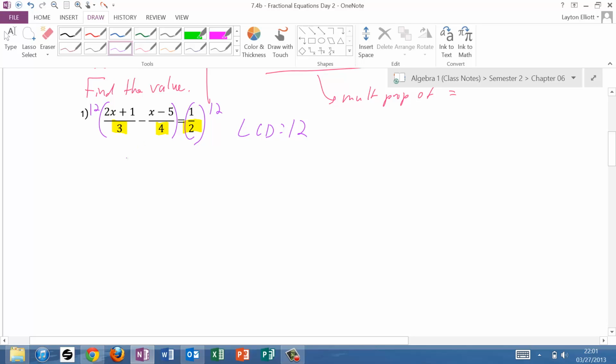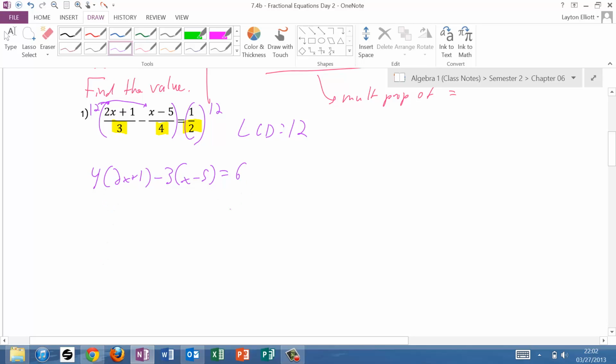This is very similar to what we did before, except that now we don't actually have to put it all over the LCD. When I multiply this by 12, the 12 and the 3 cancel to give me 4 times 2x plus 1. Still have the minus. Then when I multiply the 12 over here, the 4 and the 12 cancel to give me 3 times x minus 5 equals, and then 1/2 times 12 is 6.